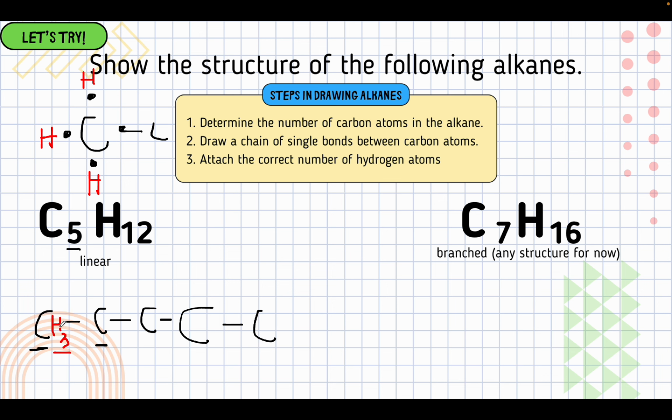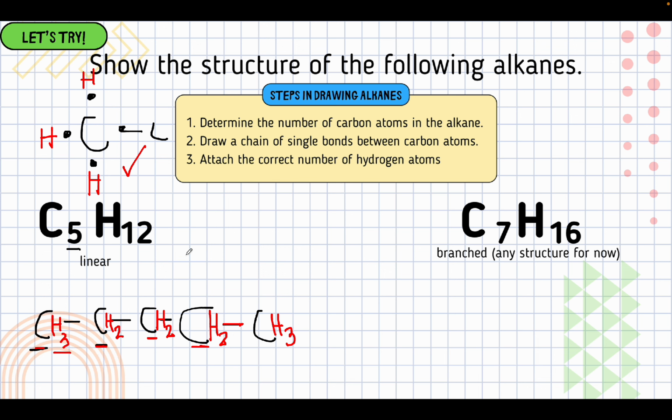So this carbon would have 3 hydrogen atoms. This carbon is bonded to this carbon and this carbon, so only 2 hydrogen atoms can bond, so we write CH2. This carbon is the same, bonded to this carbon and this carbon, so only 2 hydrogen atoms can bond. This carbon is the same, and this last carbon is only bonded to one carbon, so again you have 3 bonds left, so this can have CH3. Okay, if we count the number of hydrogen atoms, it's equal to 12. The number of carbon atoms is equal to 5.